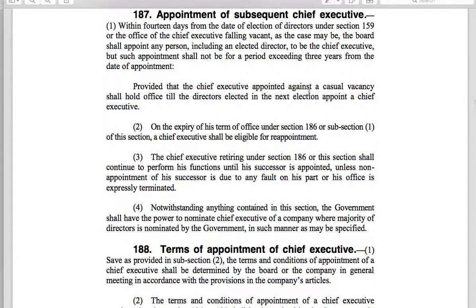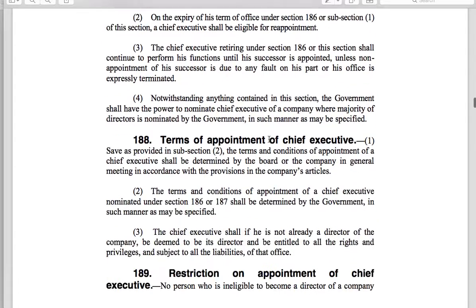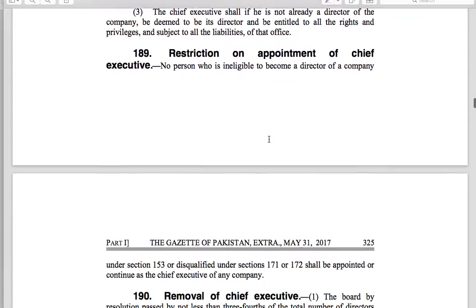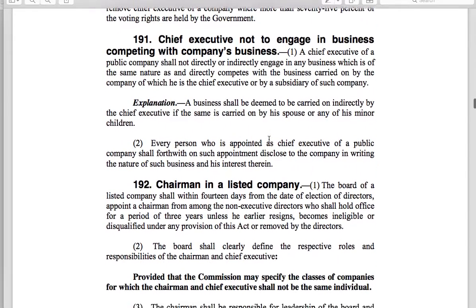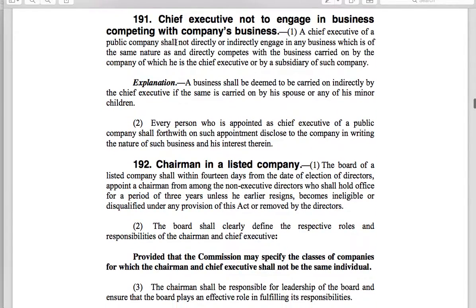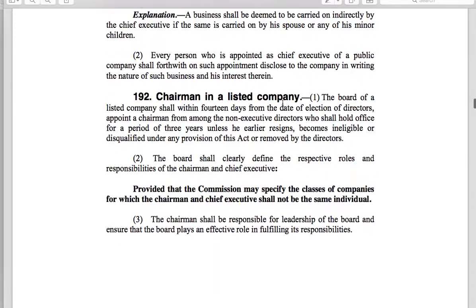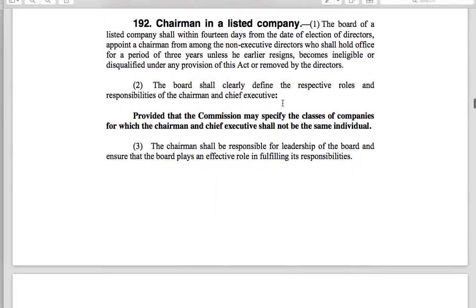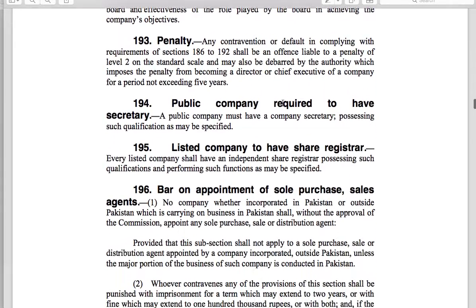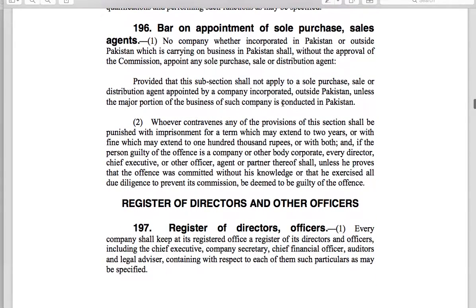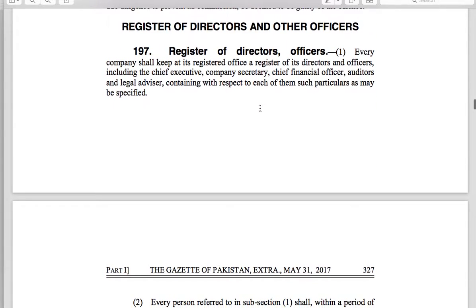Appointment of subsequent chief executives once he retires after 3 years, then the terms and conditions, the restrictions, who is disqualified, and how to remove the chief executive. If the chief executive is competing with your business, then what you can do. Chairman of a listed company, what is his power? Publicly listed company, bar on sole purchase and sale agents. Register of directors and officers.